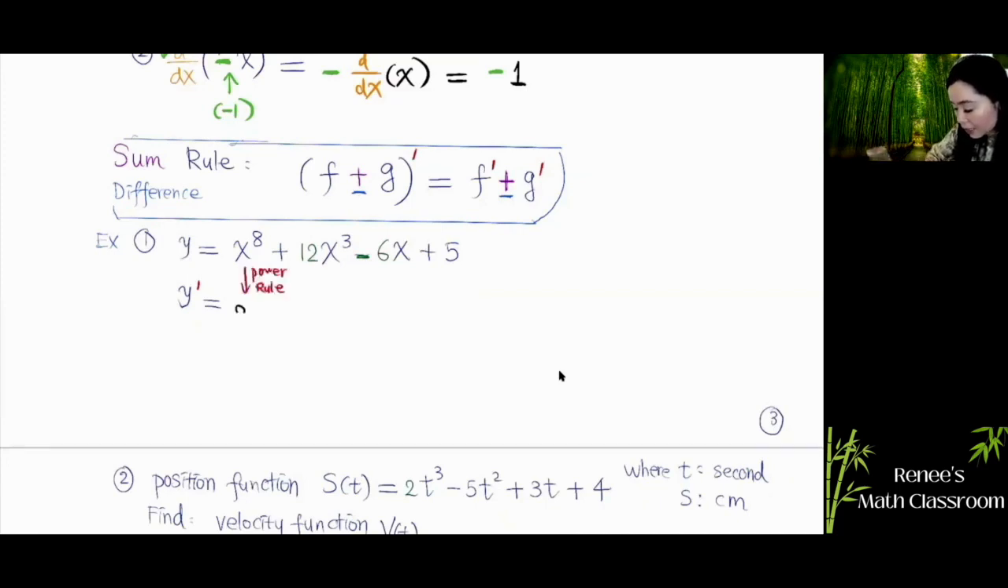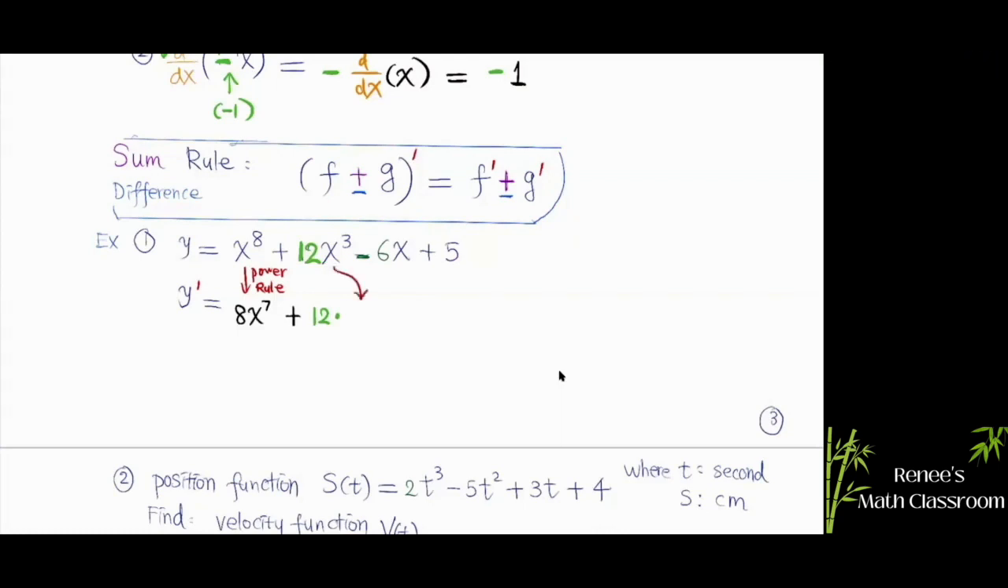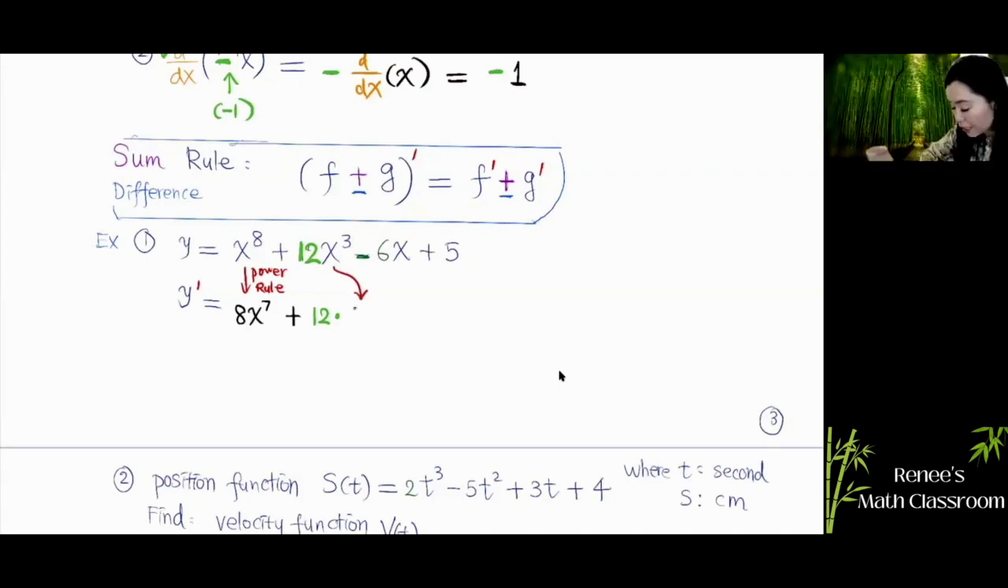So this will be what? 8x to the 7, right? And then the 12 over here is a constant multiple. So we have this constant multiple in front. And then we'll differentiate x cubed. What's the derivative of x cubed with respect to x? We use the power rule, so that will be what? 3x squared. Yes, you got it. So that will be 3x squared. Okay. And then minus the negative 6 over here is a constant multiple. So negative 6. The derivative of x with respect to x is 1, right? Okay. So that is 1.